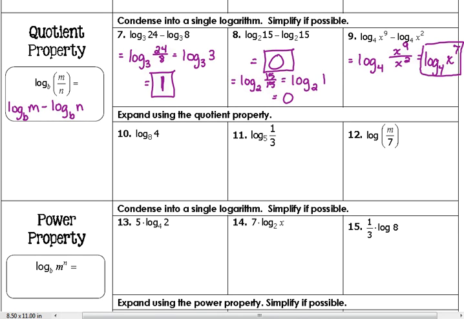Okay, let's look at number 10, log base 8 of 4. We want to expand this, so we need to turn 4 into a quotient. So what two numbers can we divide to get 4? 8 and 2. I like 8 and 2. You know why I like 8 and 2? Because our base is 8.